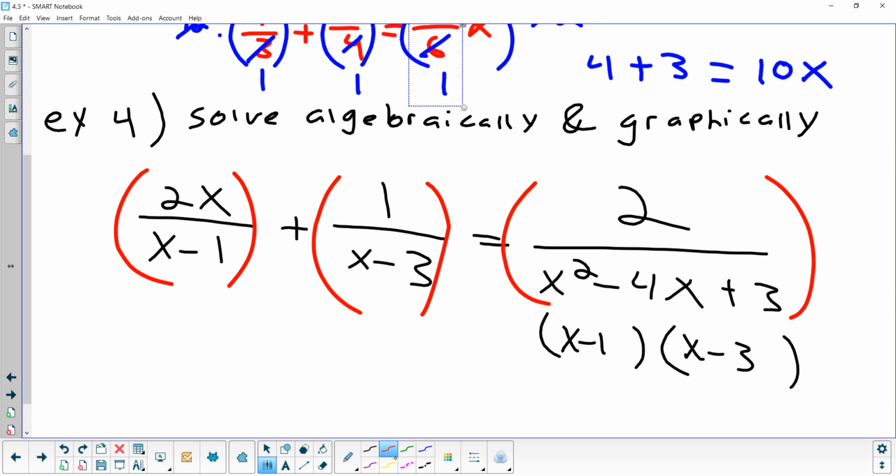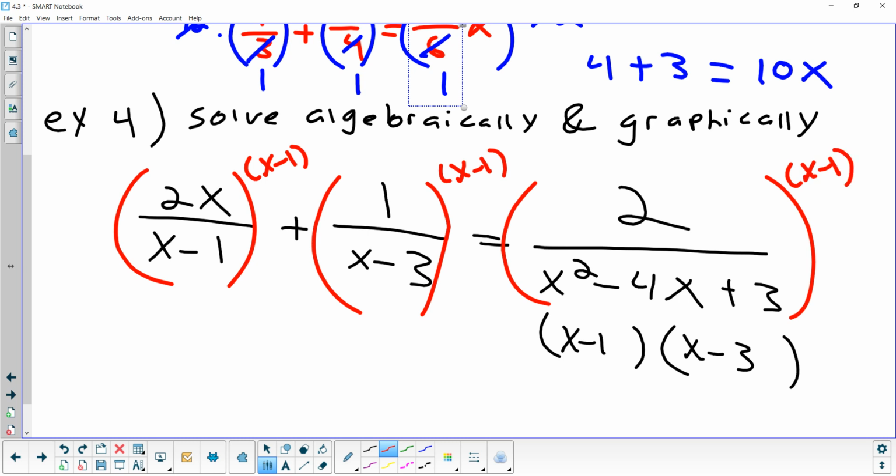Anyone have a guess? Yeah? x minus 1. Yes, you multiply it by x minus 1. Now, if you do it there, where else do you have to do it? Everywhere else. Everywhere. So that's fine. Let's multiply by x minus 1, x minus 1, x minus 1.